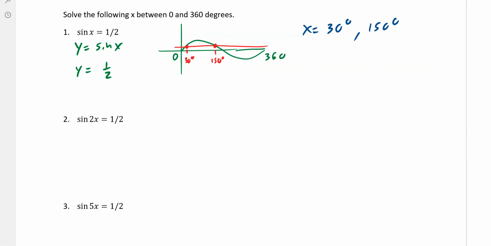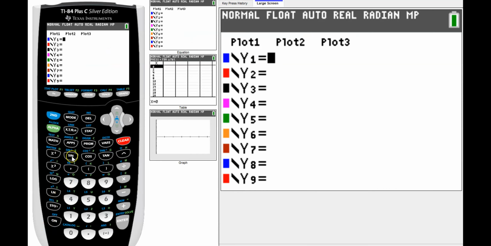So we're also going to use our TI-84 to do the same thing. We're just using graphs to find our solution. So with the TI-84, we do the same thing. We're going to do sine x, parenthesis, and then we're going to put a half in for our y2. Same exact thing. And then we've got to adjust our window. So you want to click on window.